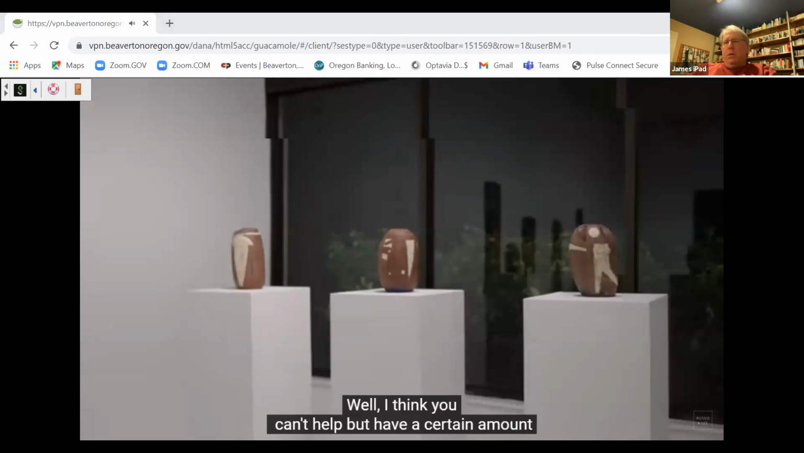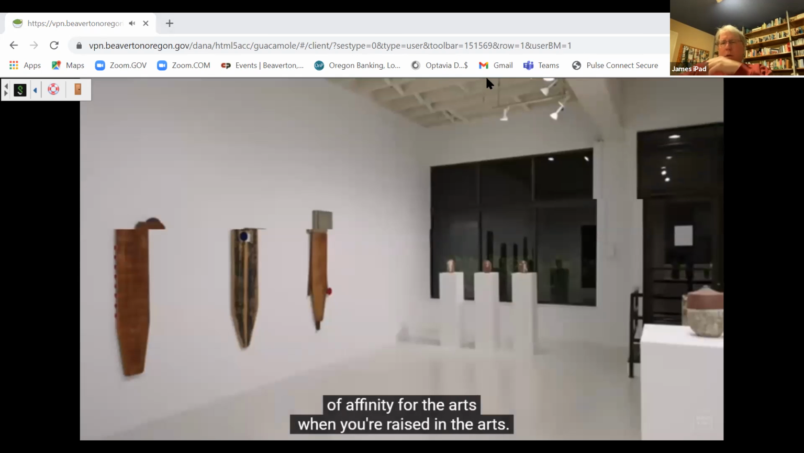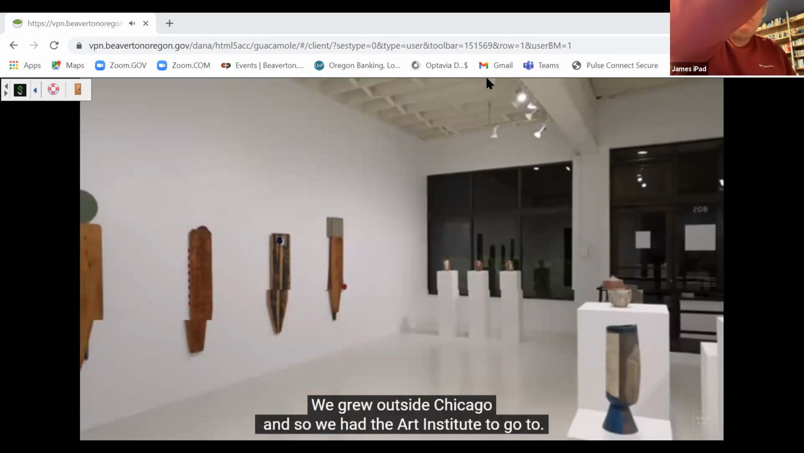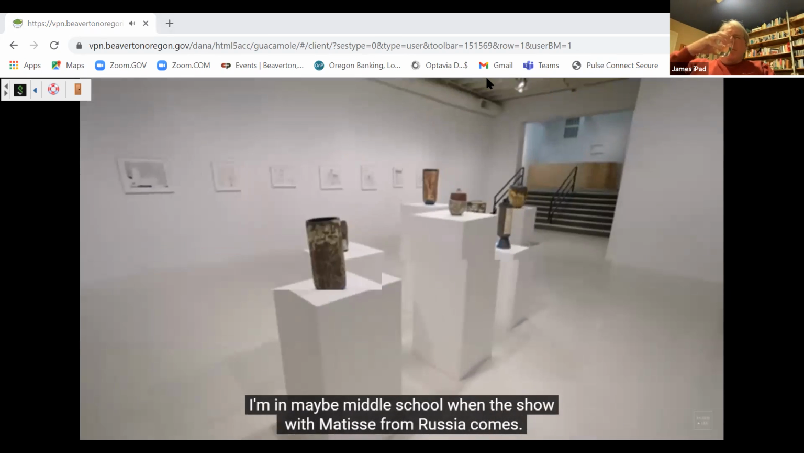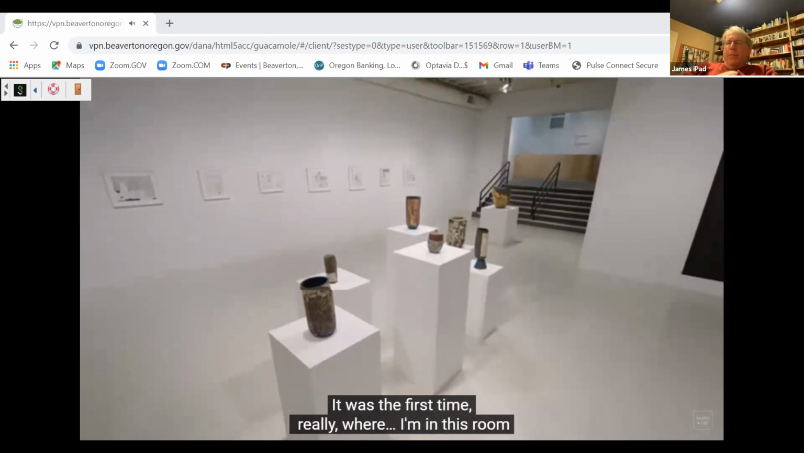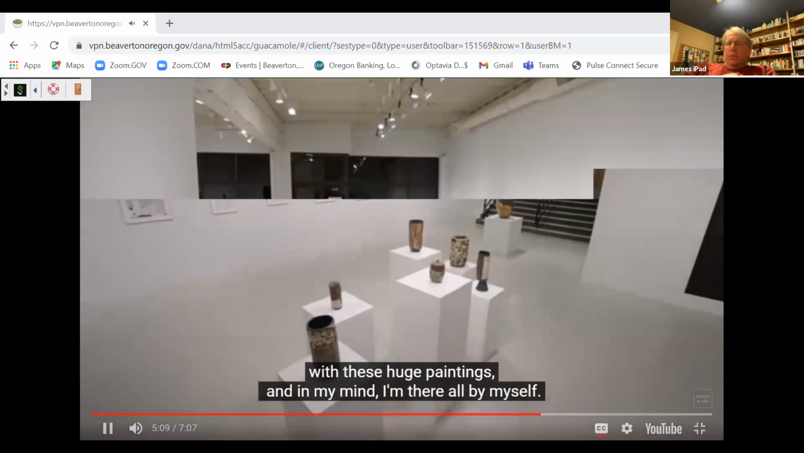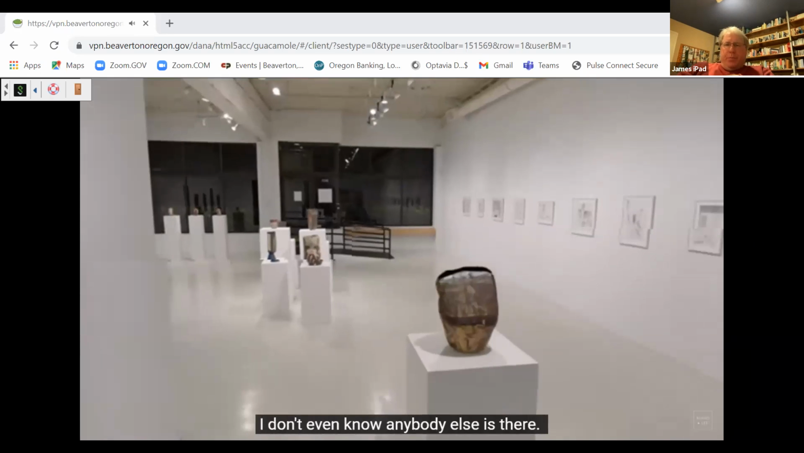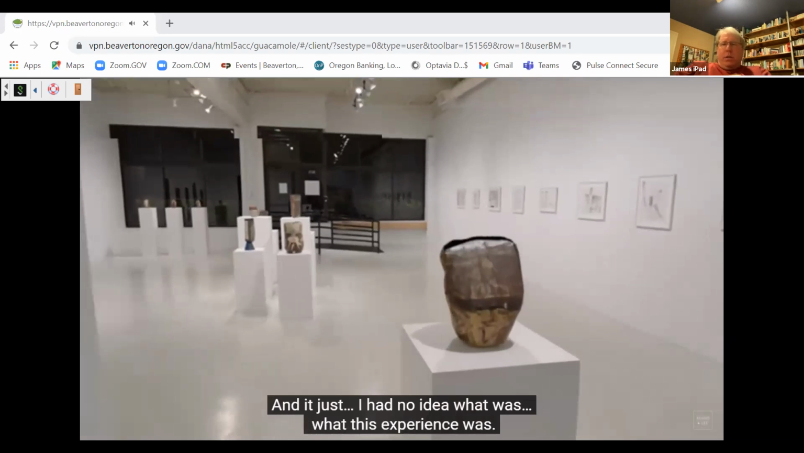Well, I think you can't help but have a certain amount of affinity for the arts when you're raised in the arts. We grew up outside Chicago, and so we had the Art Institute to go to. I'm in maybe middle school when the show with Matisse from Russia comes. It was the first time really where I'm in this room with these huge paintings, and in my mind, I'm there all by myself. I don't even know anybody else is there. And I had no idea what this experience was.